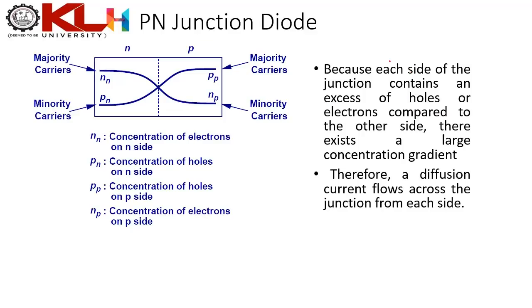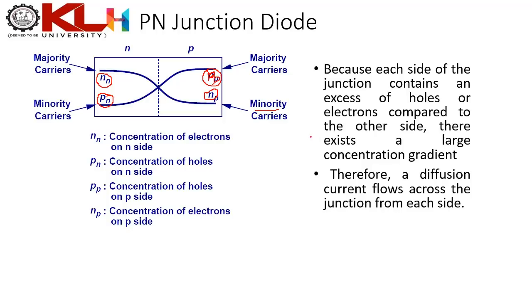Okay, so like I discussed, in the p-type semiconductor, the majority carriers are holes and they are referred to as p subscript p. So here this p stands for the charge carriers, and this p for the p-type semiconductor. In the same p-type semiconductor, we also have electrons as minority carriers. Similarly, on the n side, we have electrons as majority carriers and holes as minority carriers.